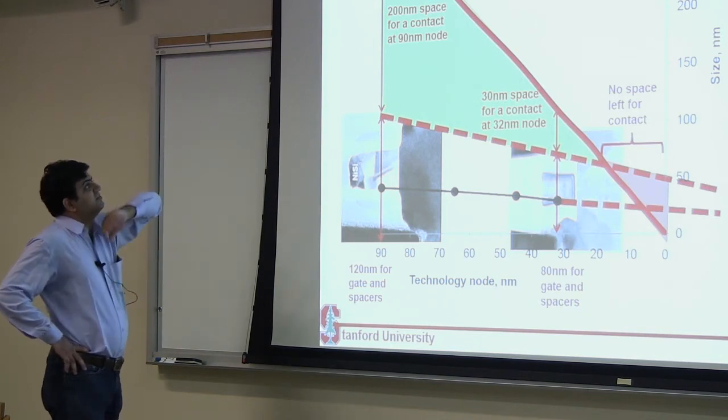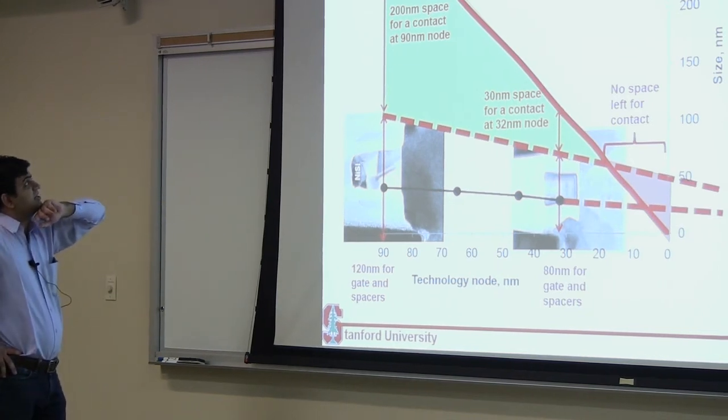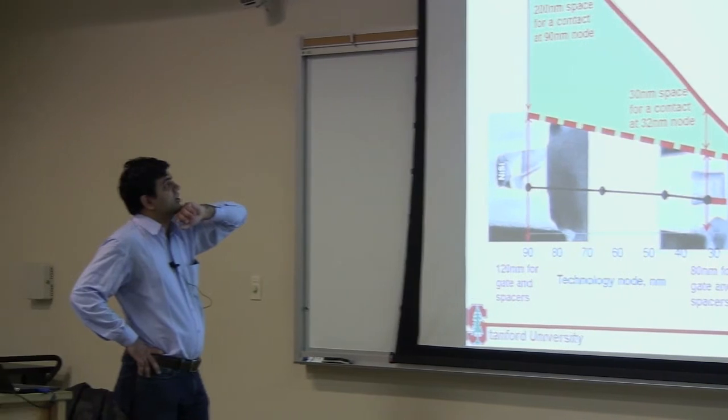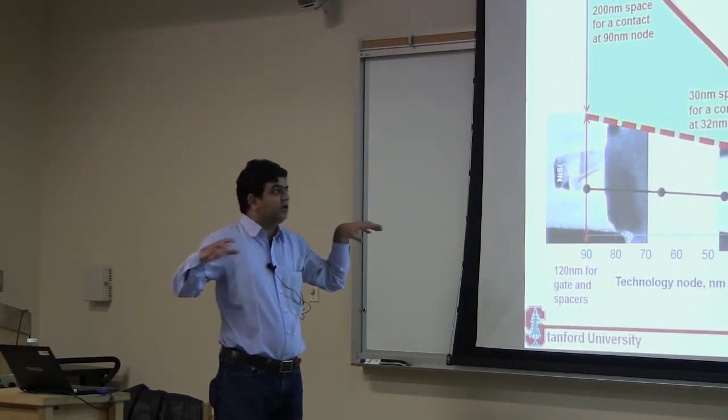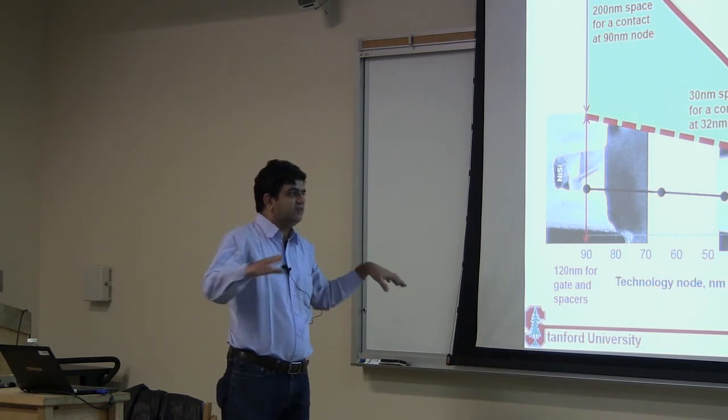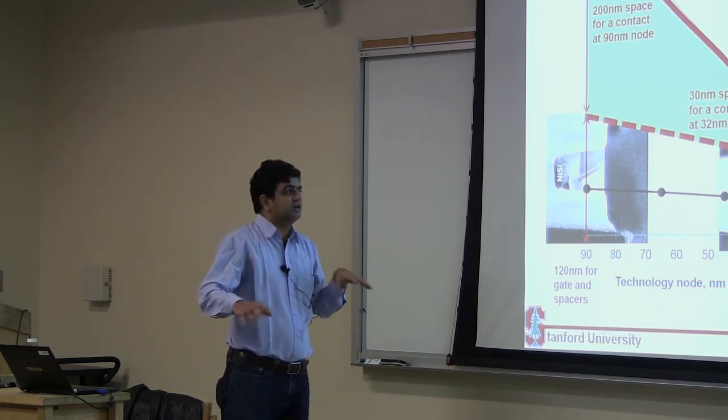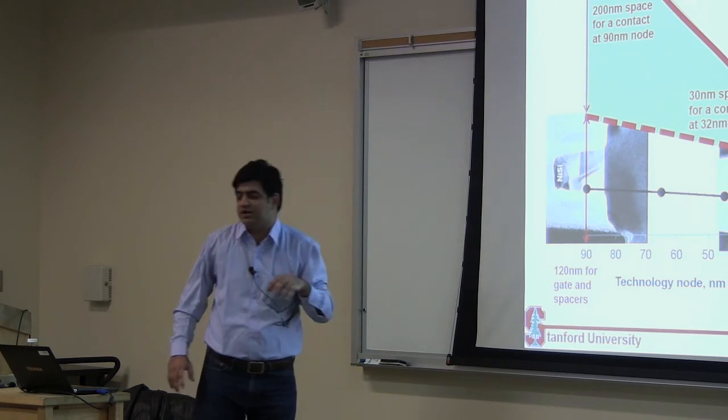So that drives this other thing that I want to talk about, that is self-aligned contact. And by self-aligned, it means that your source and drain can now have a misalignment with your gate, but they will still make contact to your transistor.